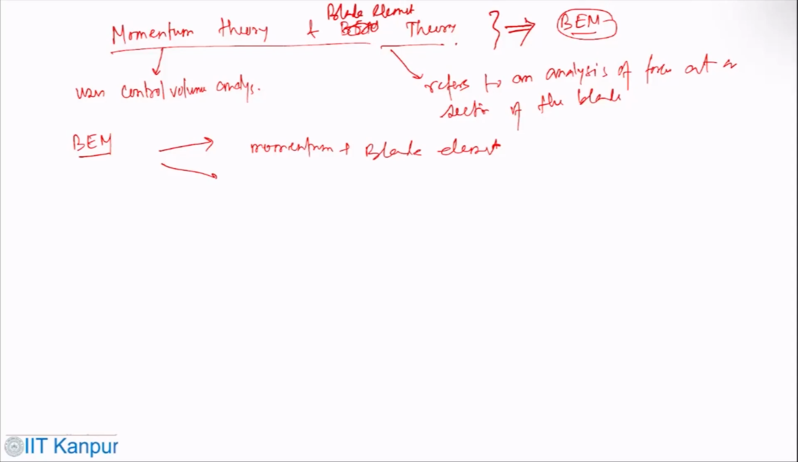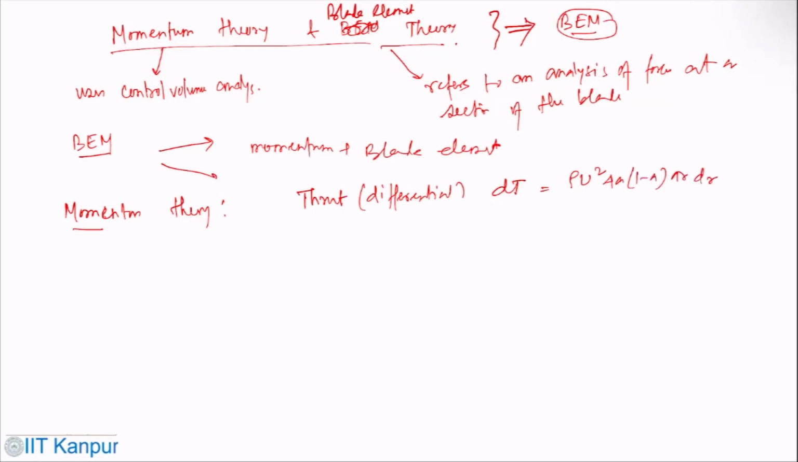Now, momentum theory gives us the differential thrust, dT, which is rho U square 4a(1 minus a) pi r dr. Think about that you have a turbine, and this is the air coming into the turbine at U, and this is your downstream location. So that's your equation number 1.